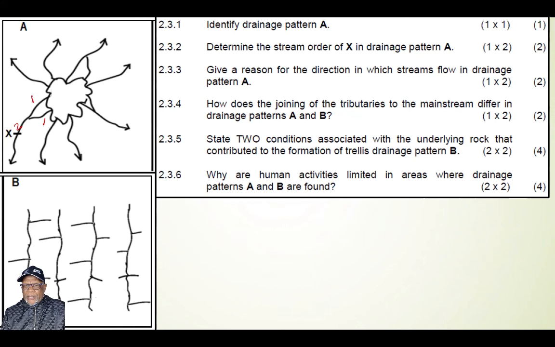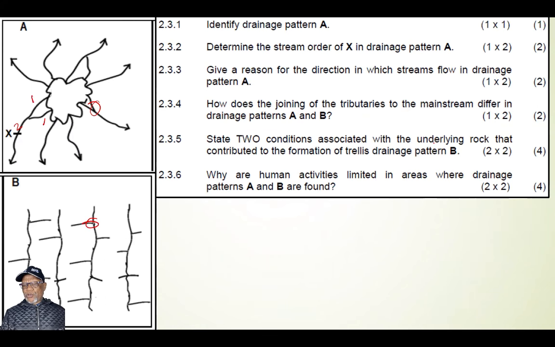Give reasons for the direction in which the streams flow in the drainage pattern. So the streams are flowing from the higher lying area. Give the reason. The streams are simply flowing from the higher lying area. How does the joining of the tributaries to the mainstream differ in drainage pattern A and B? You can see the joining here is acute. We have an acute angle, but here you can see there is a 90 degrees angle.